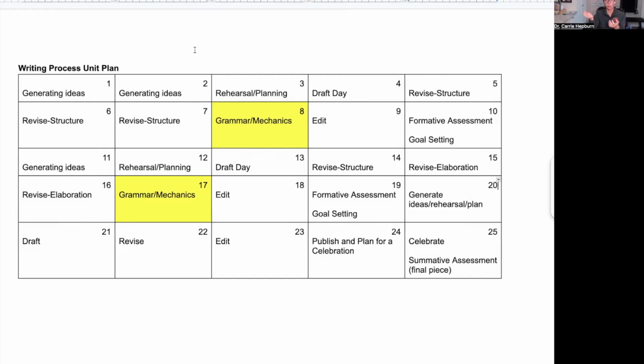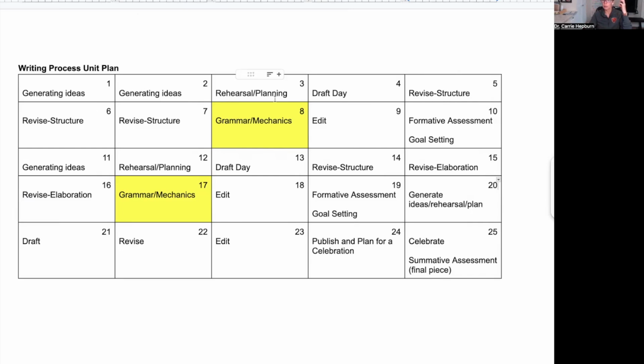We want students to write multiple pieces from start to finish so that it gets easier and faster. They can be shorter, they can be longer, but either way, we want to move students through the process multiple times so it becomes automatic. So we hear fluency and automaticity a lot.